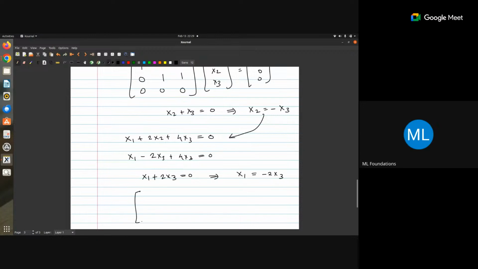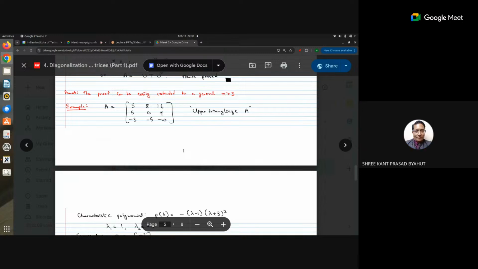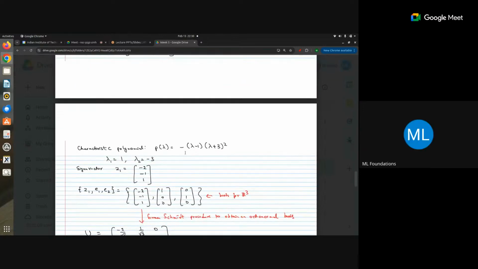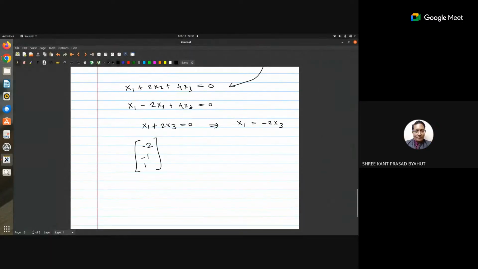So that means what will be my vector? If I have x3 equal to 1, it will be minus 1 and minus 2. So that means minus 2, minus 1, 1 is a correct eigenvector, right? Is that correct? Yes. Okay, so that is okay.